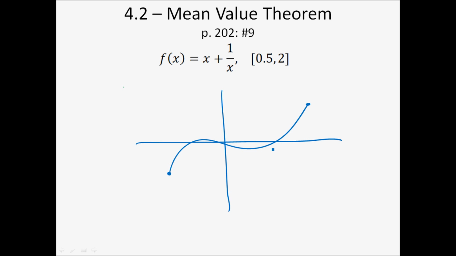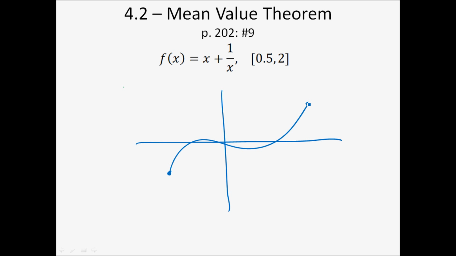In other words, if there are corners, if there are cusps, if there are sharp angles like that, we cannot use the mean value theorem. So in this case, we need a smooth graph. Often, to summarize all that, I'll say we need a smooth curve, and we need endpoints that are included.